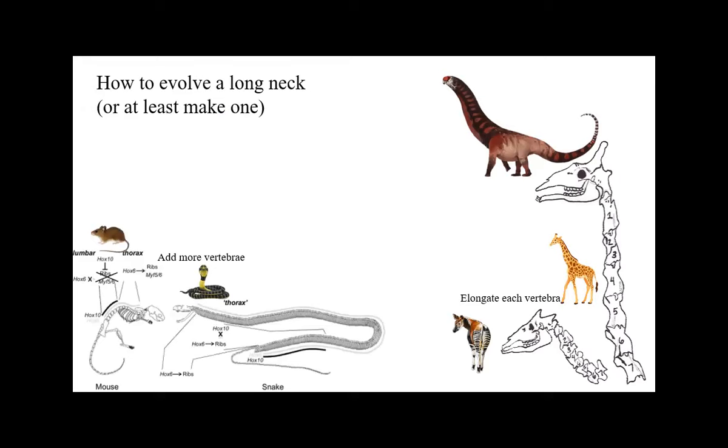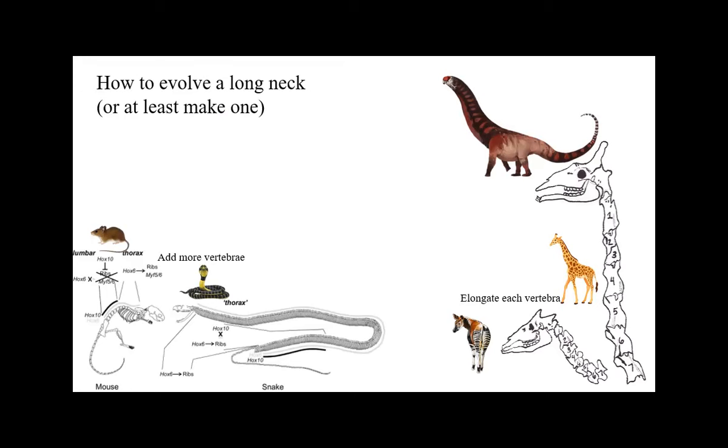Here's an expression of Hox genes, so the genes that control your body plan as you're developing as an embryo. They're expressed like this along the backbone of this mouse. And you can see here's that Hox 10 region in a snake, and here's that other region in the snake. So a snake just hits control C, control V a bunch of times as it's developing to make a bunch of extra vertebrae. So you add more, you elongate each one.